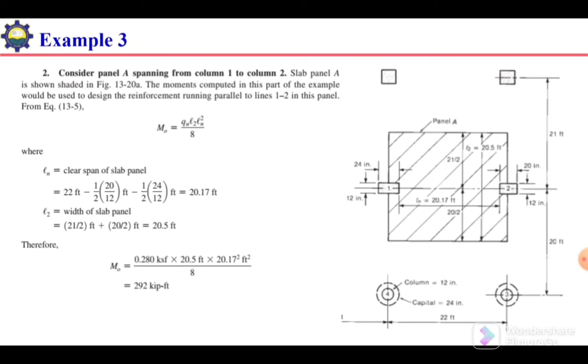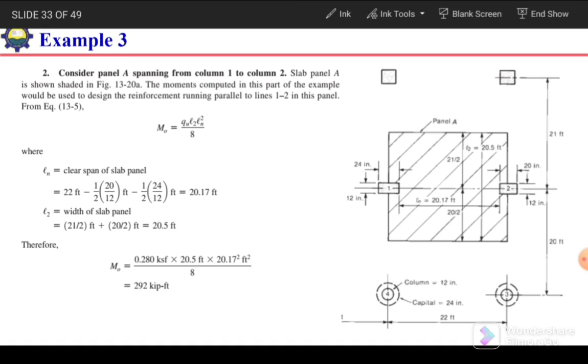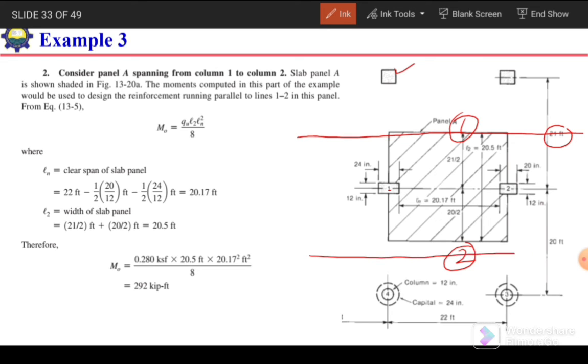Okay, so next is the calculation of L2. As we have discussed in the previous slide, this L2 is actually the width of frame. So how can we calculate the width of frame? If we have this column and this column, this panel 1 and this panel 2, the center line of this panel is this one, and the panel width is 21 feet. On this side the center line of the panel is this one and the panel width is 20 feet.